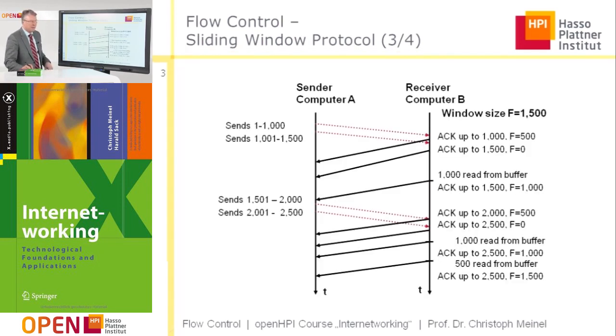If we see this example in a picture, then we have our sender A and receiver B, and sender A sends the first 1,000 bytes. B receives this and puts it in its input buffer. The window size is 1,500, so 1,000 is smaller. So B sends back 500 as the window size together with the acknowledgement, and then A can send the 500 and so on.